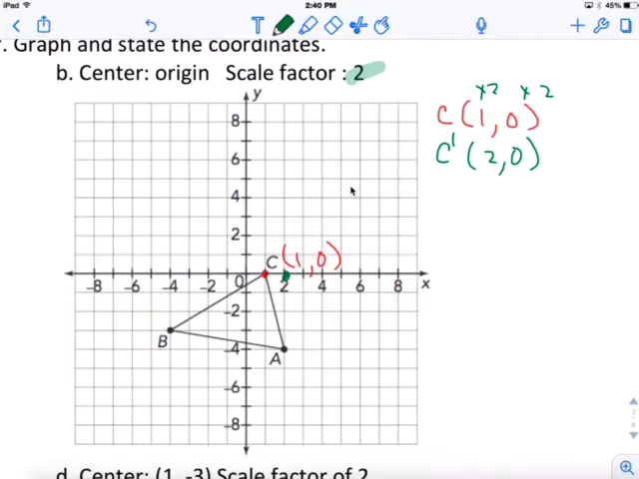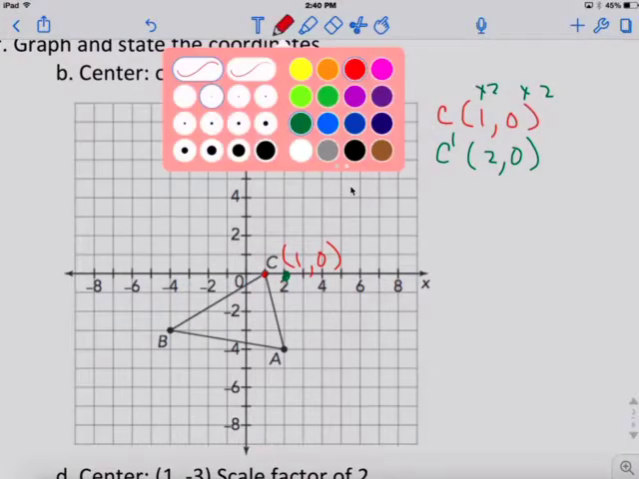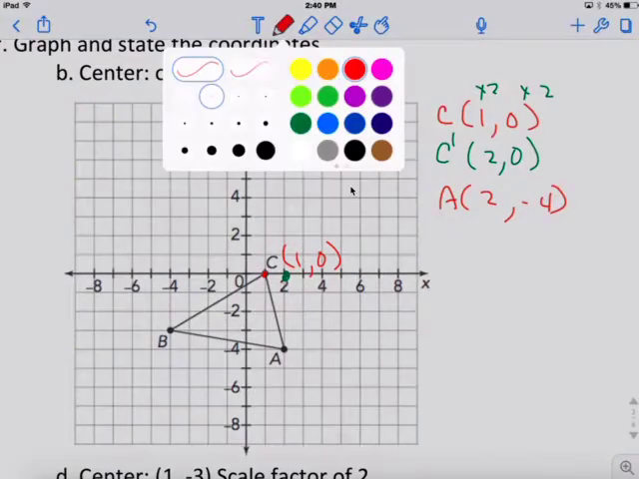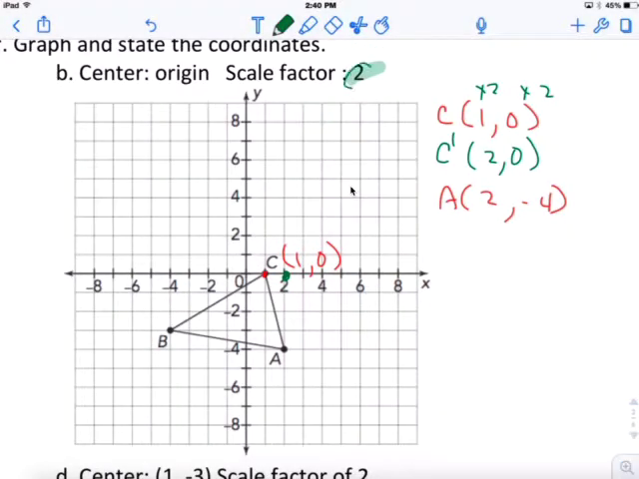And then take A. A is 2, negative 4. Multiply that by the scale factor of 2, 2 times 2. A prime is 4 and negative 8. 4, negative 8 right here. This is an enlargement. See how much larger it's getting.